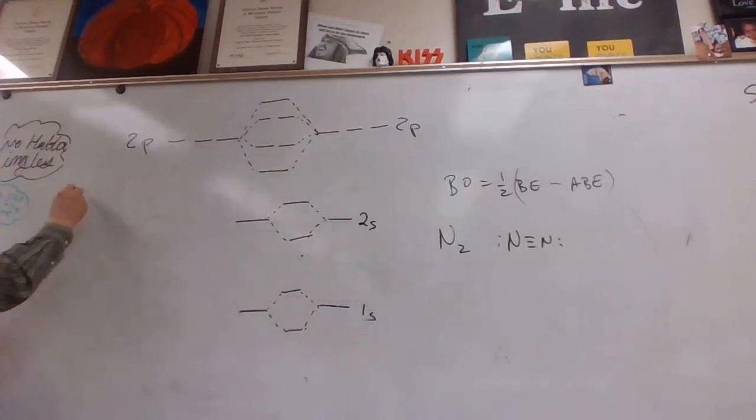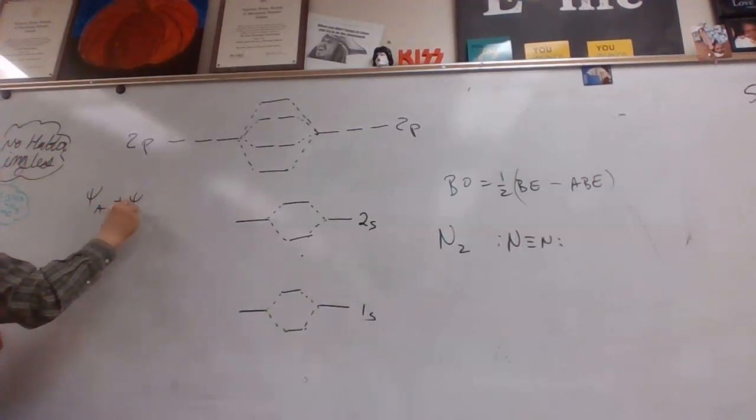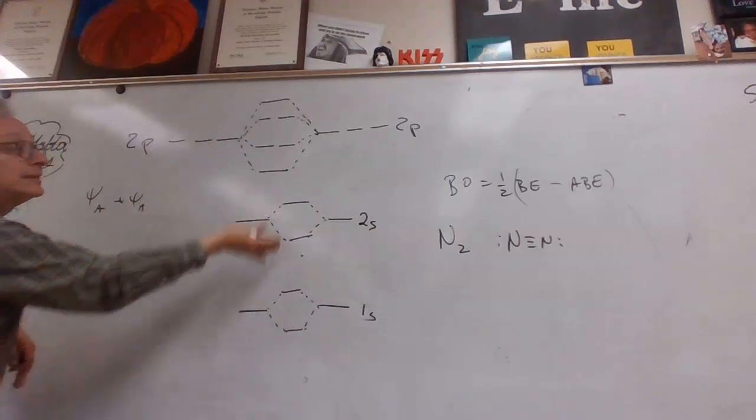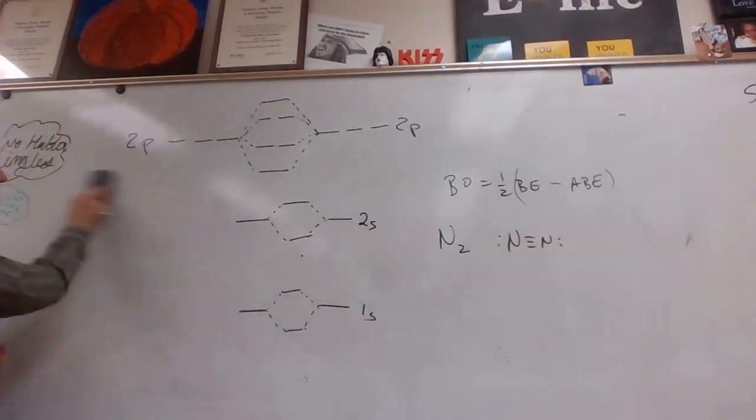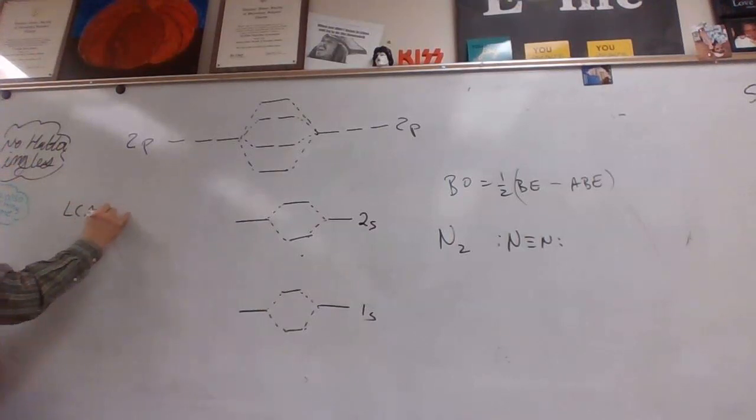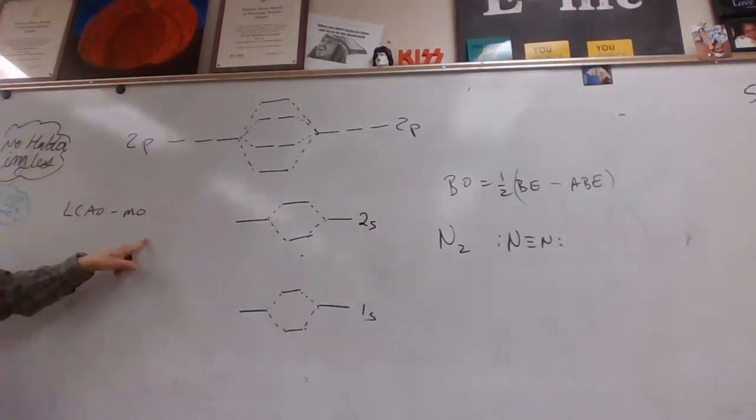Remember I said, we have these atomic orbitals and these wave functions, and we can make combinations, and we can come up with molecular orbitals. And I call them LCAO-MO, linear combinations of atomic orbitals give molecular orbitals. And that's all that means.